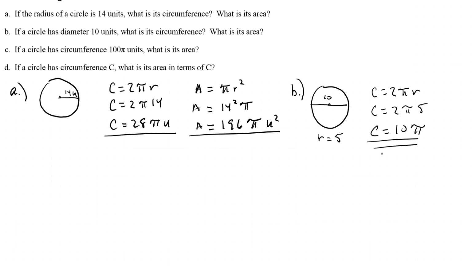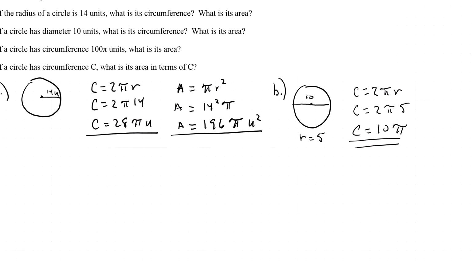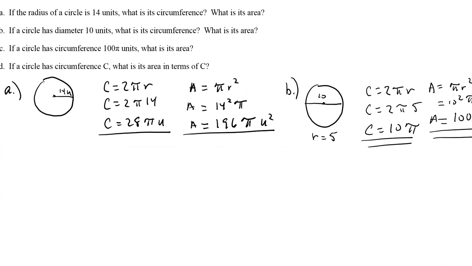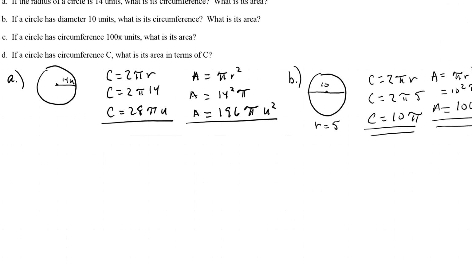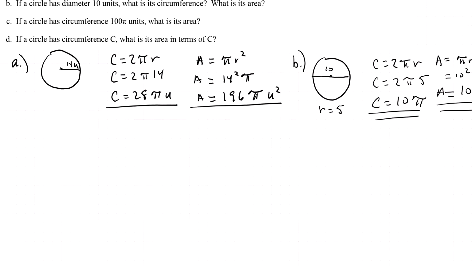And then to get the area, we know that the area is equal to pi r squared, and so if that's 10 squared pi, that would be 100 pi units squared. Alright, and then it says for C, if a circle has a circumference of 100 pi, what is the area?